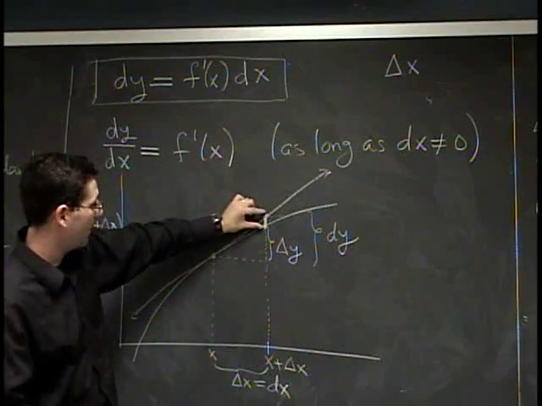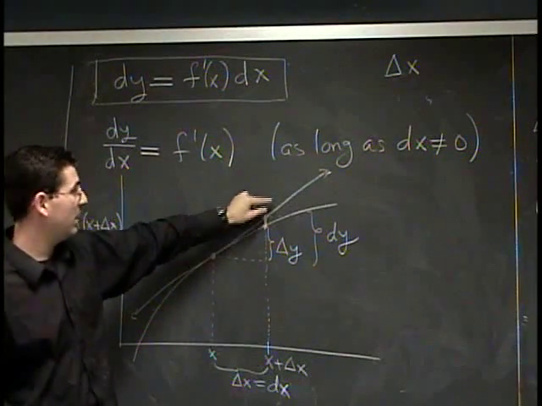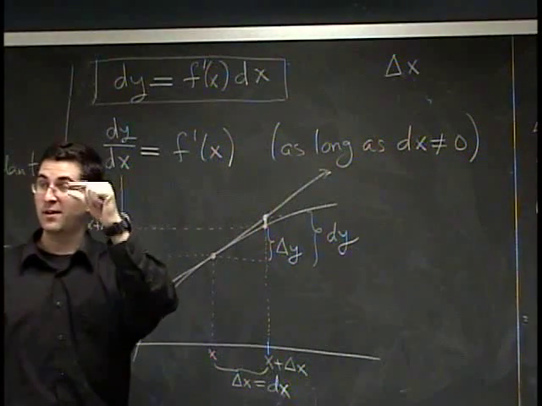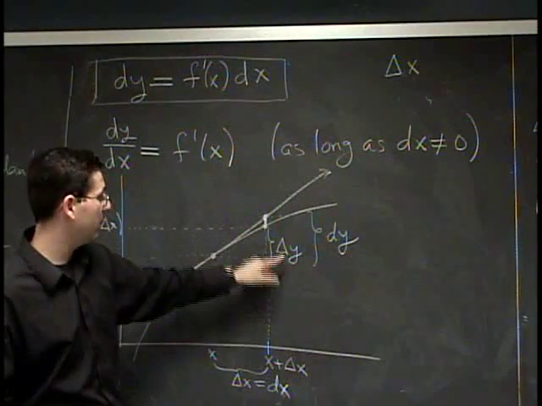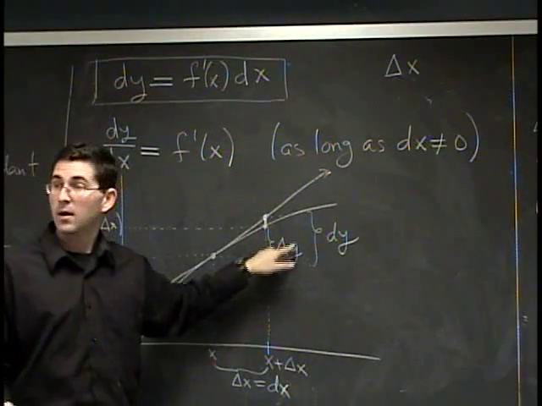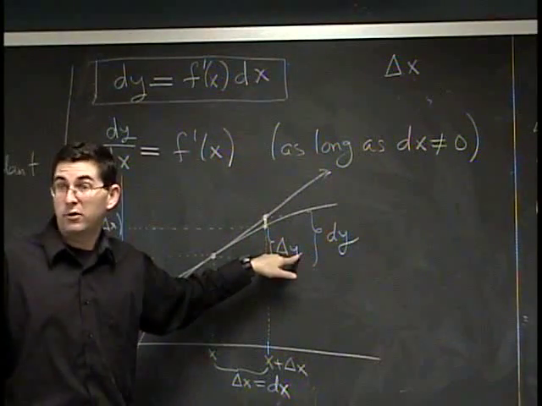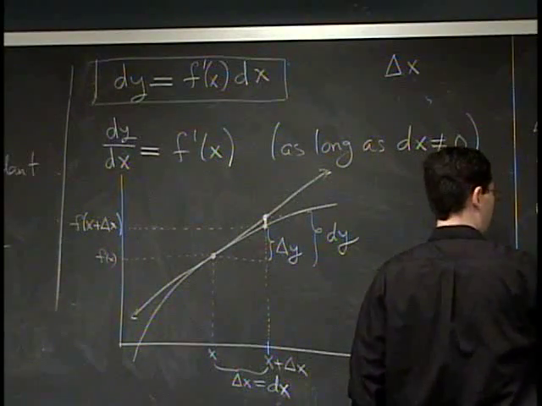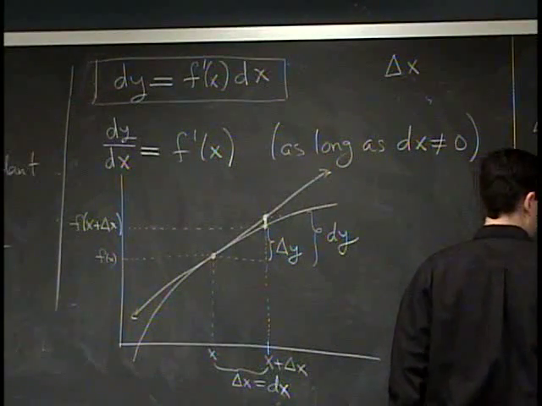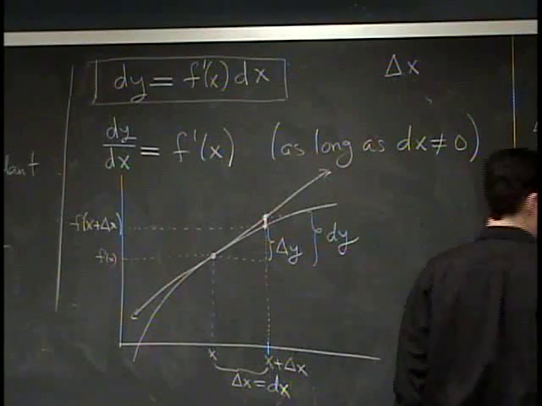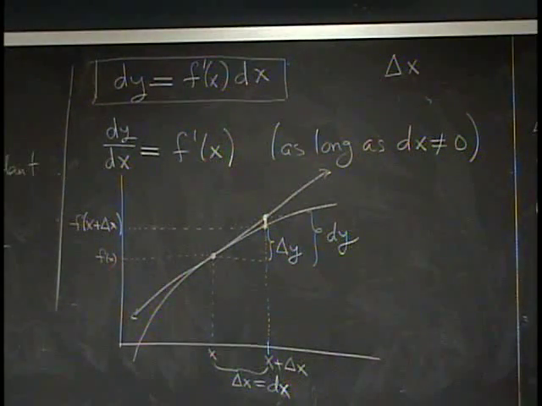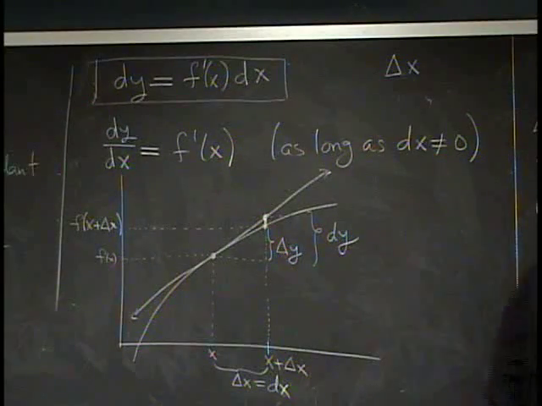What does it mean that it gets better? Well, it means that the difference between the predicted value and the actual value goes to 0. And if the difference goes to 0, that means these two things get close to each other. So as delta x or dx goes to 0, dy goes to delta y, i.e. dy becomes approximately equal to delta y.